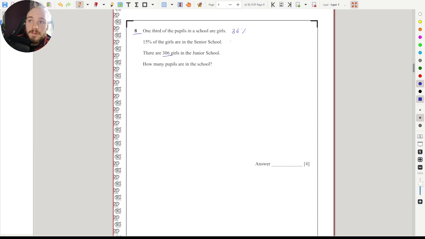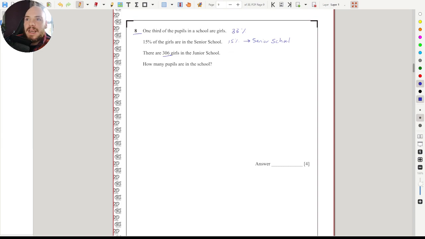Okay, so 15% of this 33% are in, I'm just going to call it S, senior school. I was going to write SS, but that has bad connotations. So there are 306 girls in junior school.